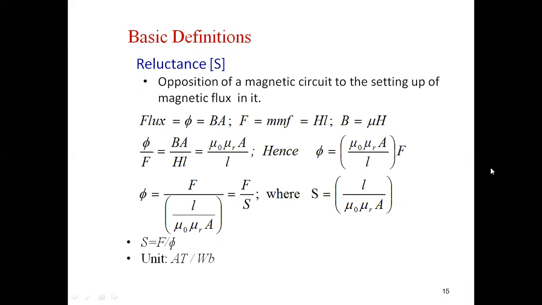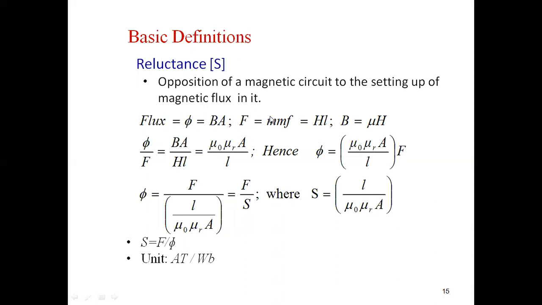The next definition is reluctance. Reluctance is analogous to resistance in the electric circuit, and it can be defined as the opposition of a magnetic circuit to the setting up of magnetic flux in it. Simply, reluctance is the property of the magnetic material which opposes the magnetic flux. So the flux phi is equal to BA, MMF F is equal to HI, and B is equal to mu H.